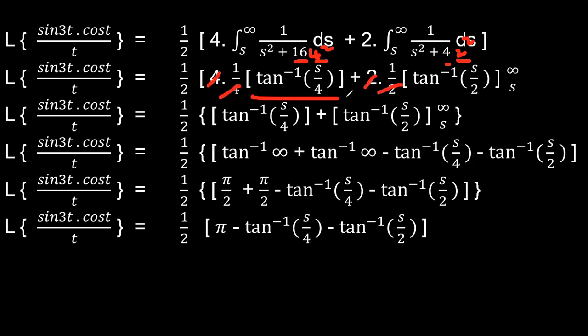Finally, we get tan inverse of s by 4 plus tan inverse of s by 2, and the limits are s tends to infinity. Okay. Lower limit is s and upper limit is infinity. So now we have to substitute the upper limit first in this entire equation.